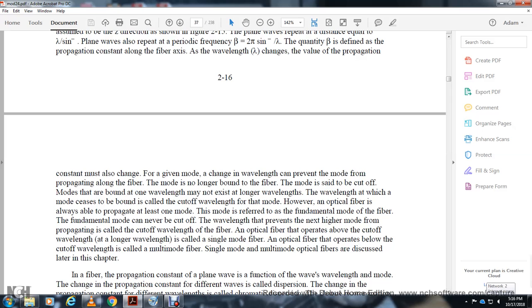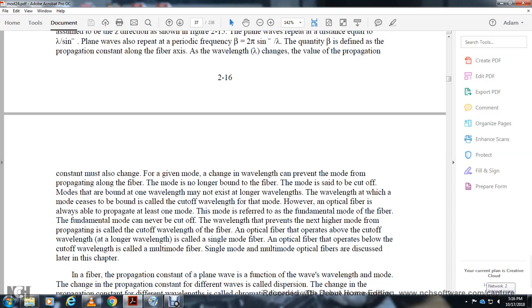This mode is said to be cut off. The wavelength at which the mode ceases to be bound is called the cutoff wavelength for that mode. However, the optical fiber is always able to propagate at least one mode, which is referred to as the fundamental mode of the fiber. The fundamental mode can never be cut off. The cutoff wavelength prevents the next higher mode from propagating.